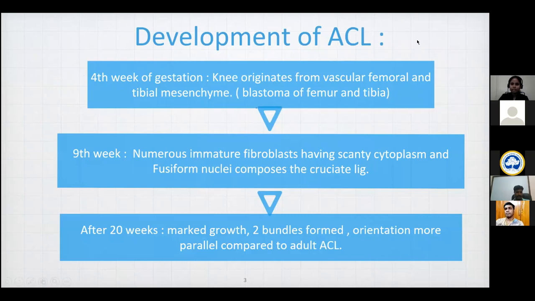Let us see the development of ACL inside the womb. At the fourth week of gestation, the knee originates from vascular femoral and tibial mesenchyme, blastema of femur and tibia. At the ninth week, numerous immature fibroblasts having scanty cytoplasm and fusiform nuclei compose the cruciate ligament. After 20 weeks, marked growth we can see in the ACL, and two bundles are already formed. Orientation is more parallel compared to an adult ACL.